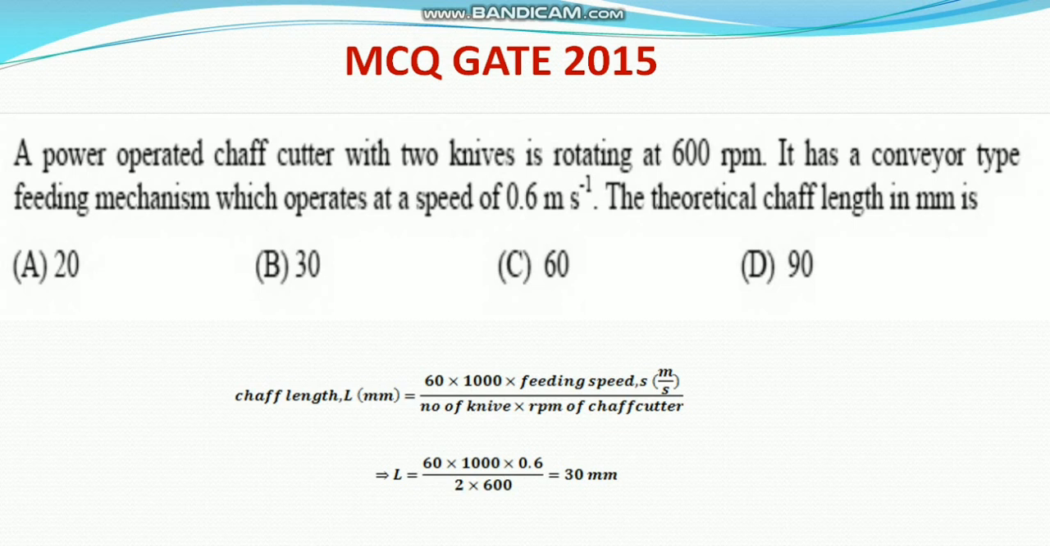So the chaff length will be 60 into 1000 into 0.6, which is the speed, divided by 2, the number of knives, and the rpm of the chaff cutter, 600. The answer will be 30 millimeter. So this is the answer for the first question.